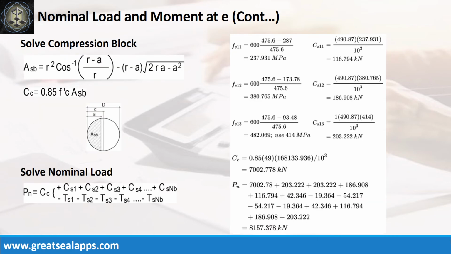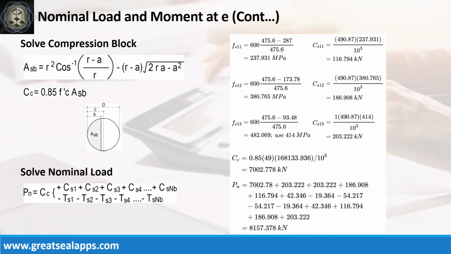Stress at d11 equals 237.931 megapascal with compressive force equals 116.794 kN. Stress at d12 equals 380.765 megapascal with compressive force equals 186.908 kN. Stress at d13 equals 414 megapascal with compressive force equals 203.222 kN.